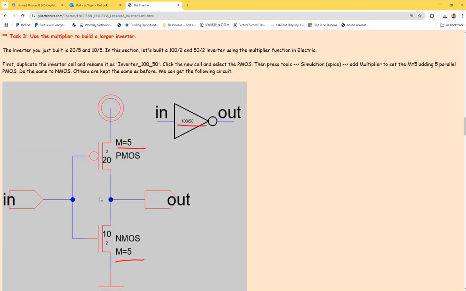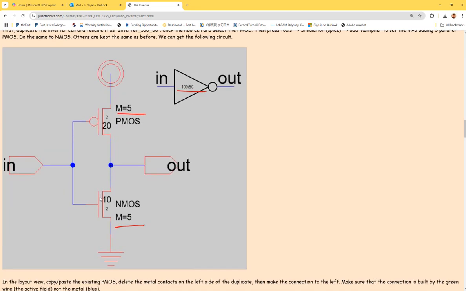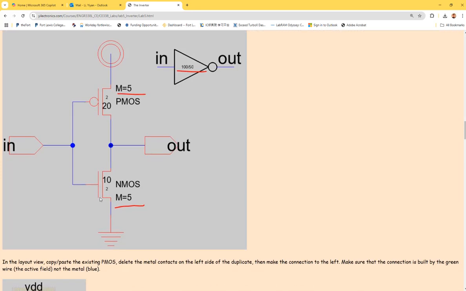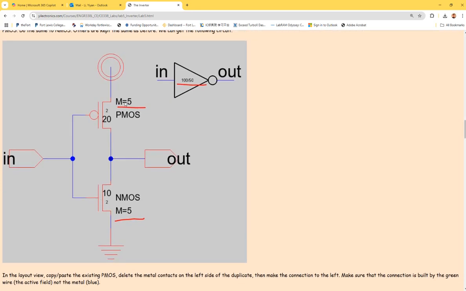Okay, and the next example, the very last example, shows you that a bigger transistor will give you a stronger driving capability. The way to do that is there's a parameter called M, multiplier or something, and you can put a number over there, so it's going to be 5 times the width. So it's going to make this transistor stronger in general.